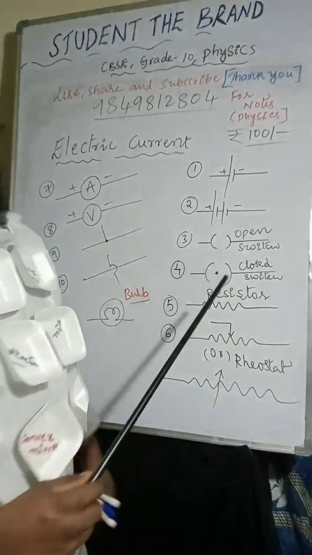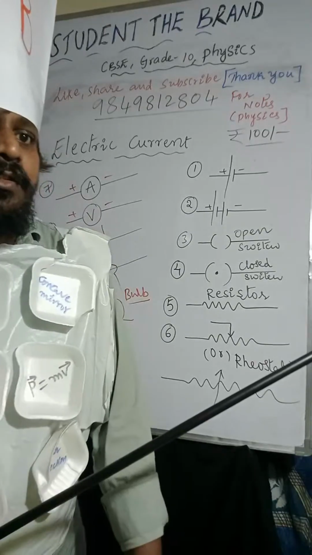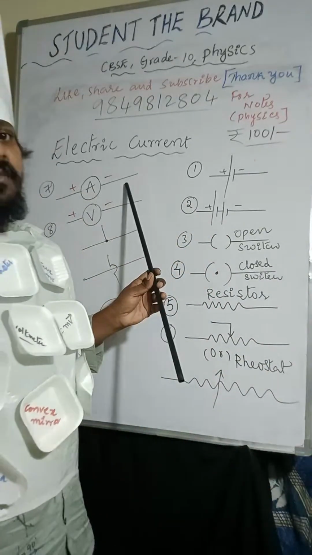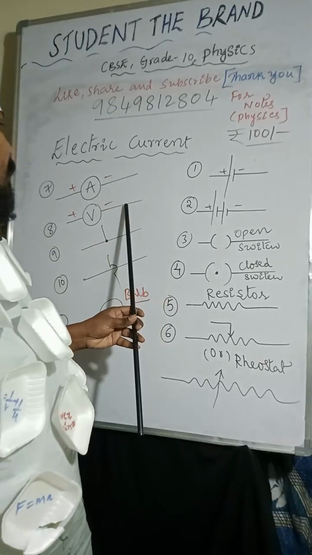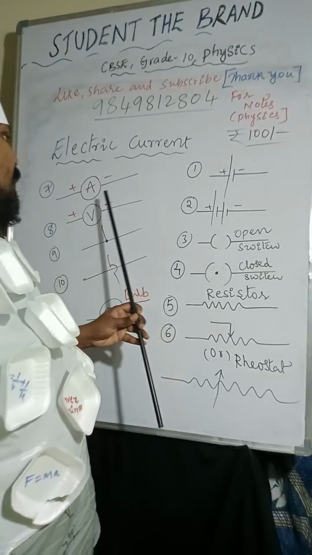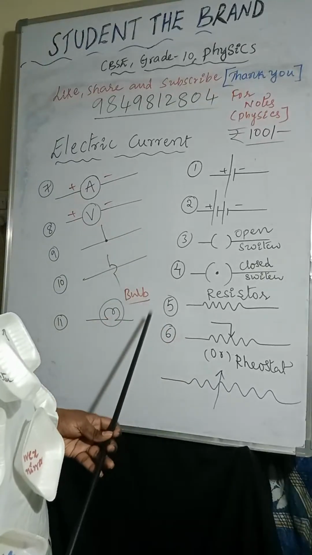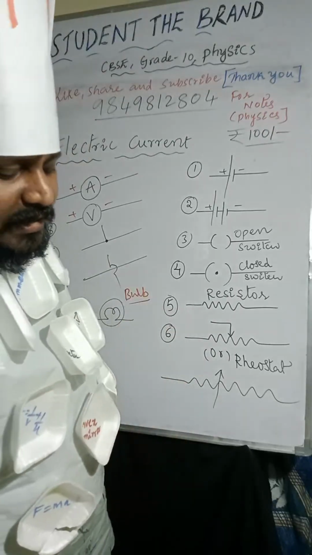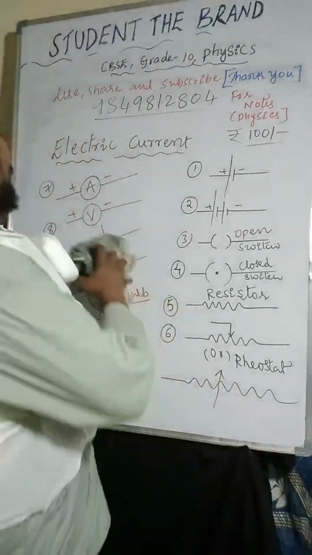An ammeter is a device which is used to measure the electric current. A voltmeter is a device which is used to measure the potential difference. And wire joining, wire crossing, and bulb. So these are the electrical elements. Now we are discussing the electric circuit.